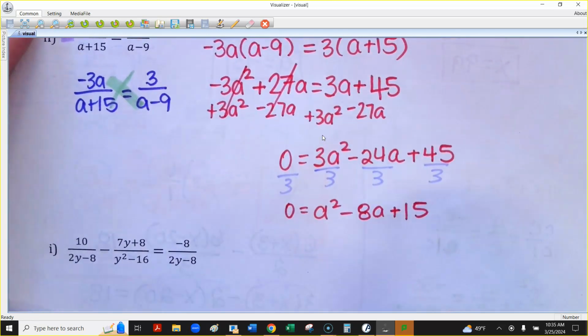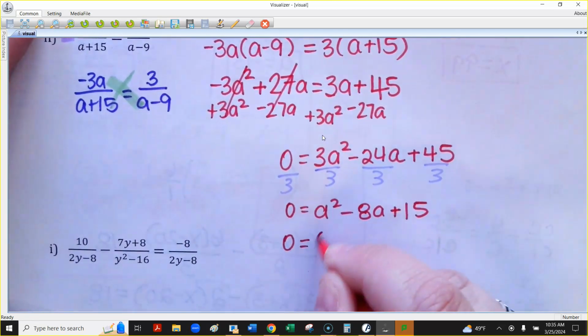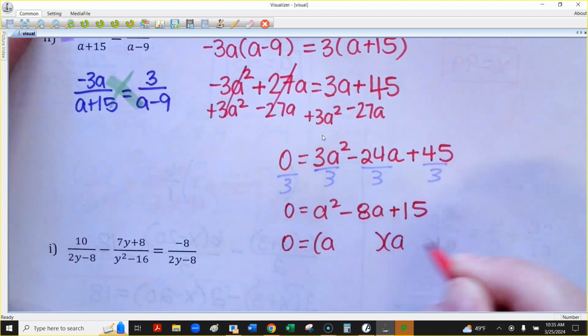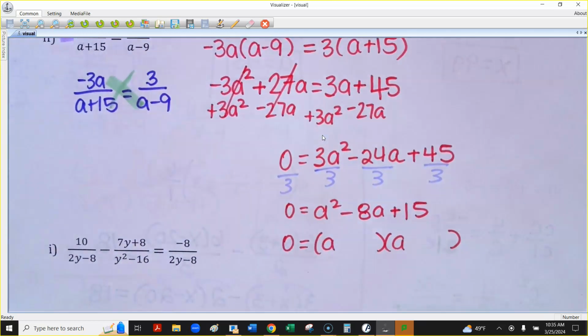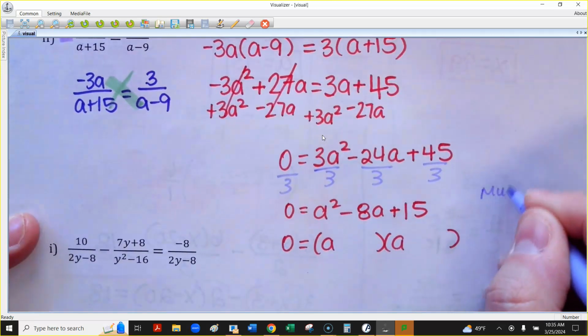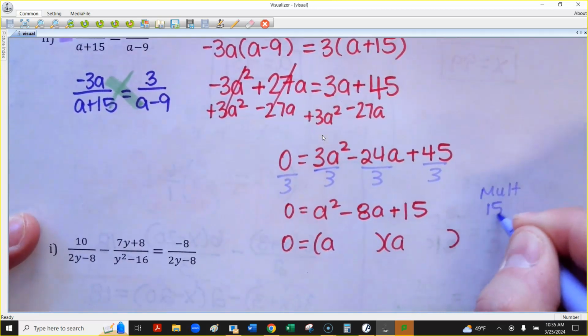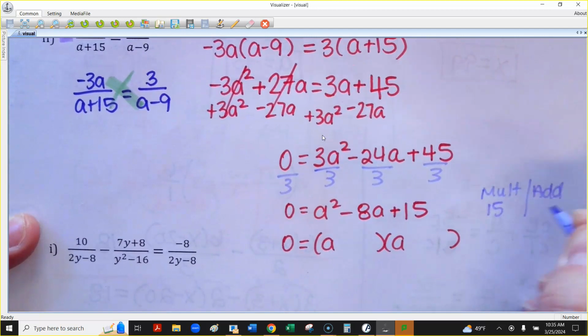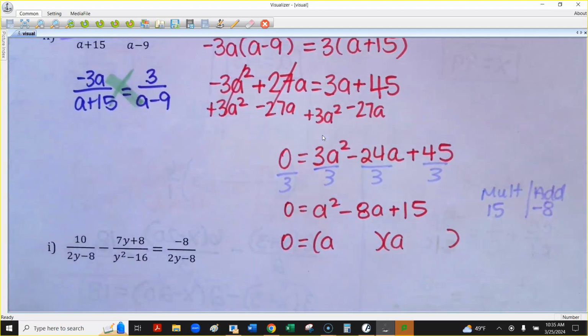Okay, I promise if you get a quadratic, it will be factorable, and this is nice because I do not have a number in front of the a. So on this guy, we have to have two numbers. When we multiply them, we get positive 15. Same two numbers when I add them, I get negative 8.